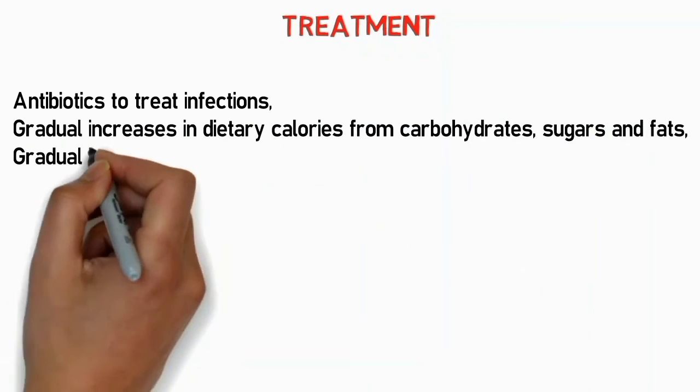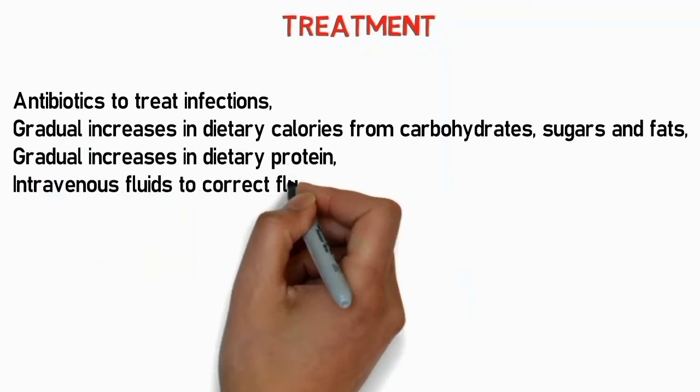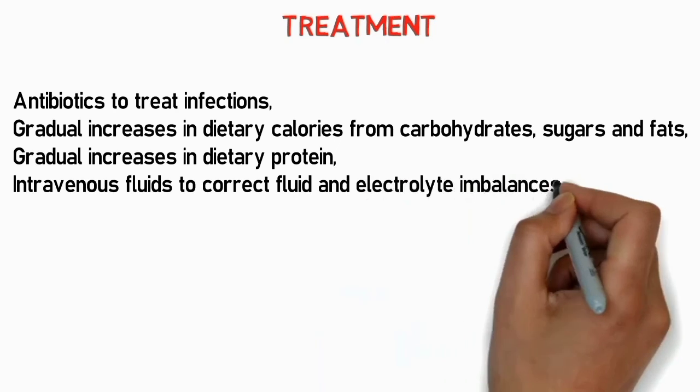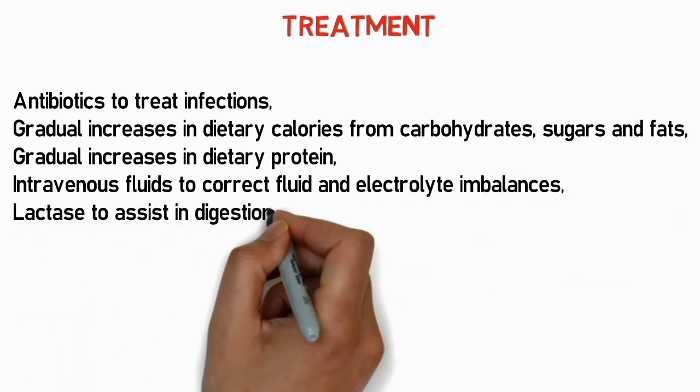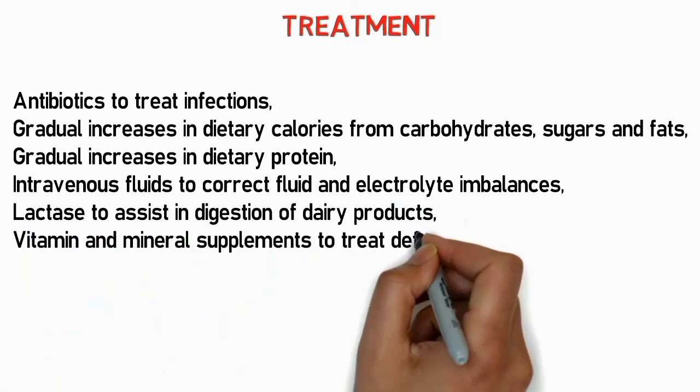Common treatments for kwashiorkor include antibiotics to treat infections, gradual increases in dietary calories from carbohydrates, sugars and fats, gradual increases in dietary protein, intravenous fluids to correct fluid and electrolyte imbalances, lactase to assist in digestion of dairy products, vitamin and mineral supplements to treat deficiencies.